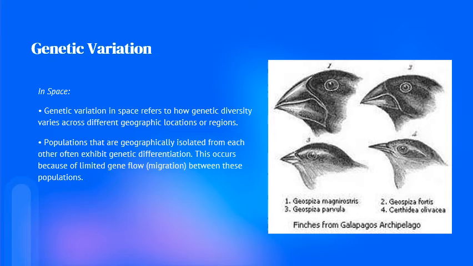Populations that are geographically isolated from each other often exhibit genetic differentiation. This occurs because of limited gene flow between these populations. Geographic barriers such as mountains, rivers, or oceans can restrict gene flow and contribute to genetic differentiation. Populations in different environments may also experience divergent natural selection, leading to the development of unique genetic adaptations.